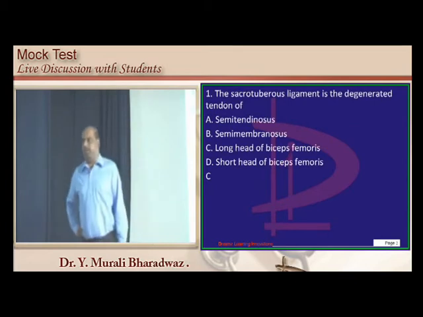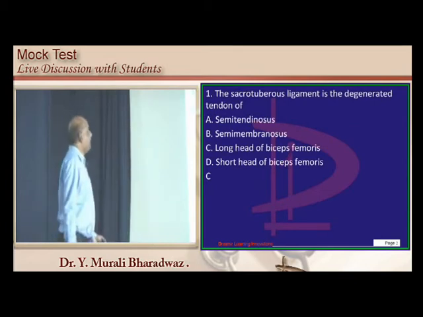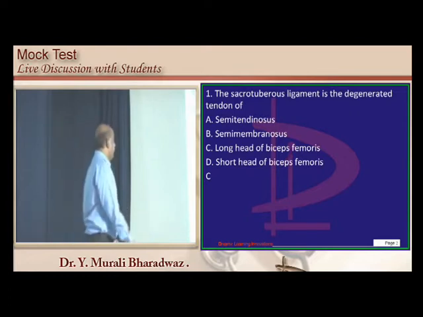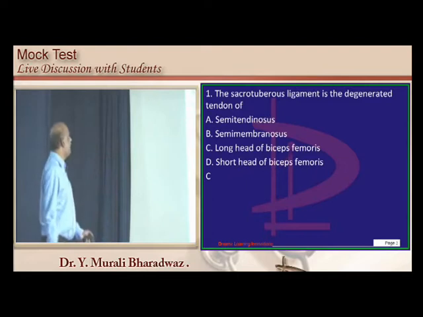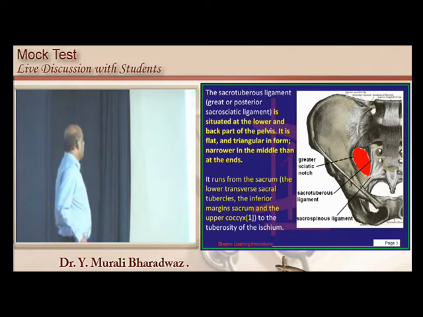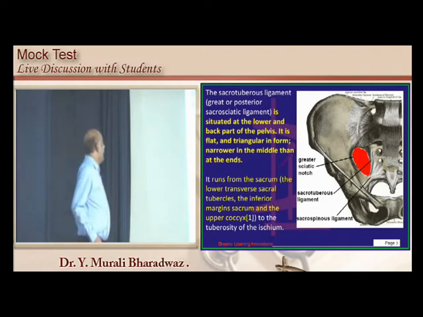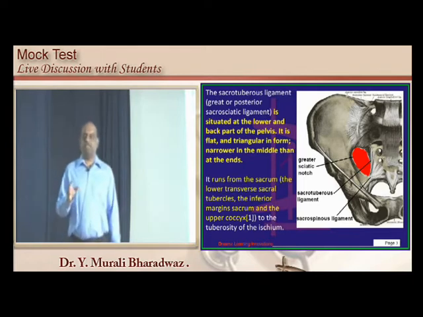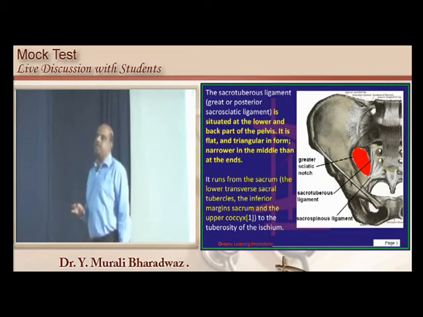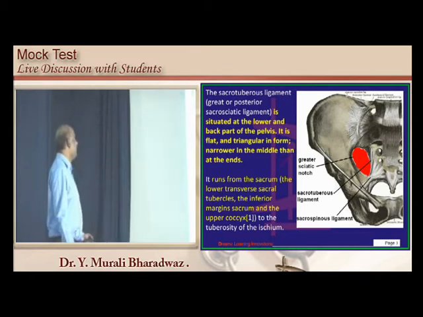The sacrotuberous ligament is the degenerated tendon of which important muscle fundamentally? The sacrotuberous ligament is situated in the lower and the back part of the pelvis, and it runs from the sacrum to the tuberosity of the ischium. The long head of the biceps femoris is considered to be the extension of the sacrotuberous ligament, is what you need to fundamentally appreciate.